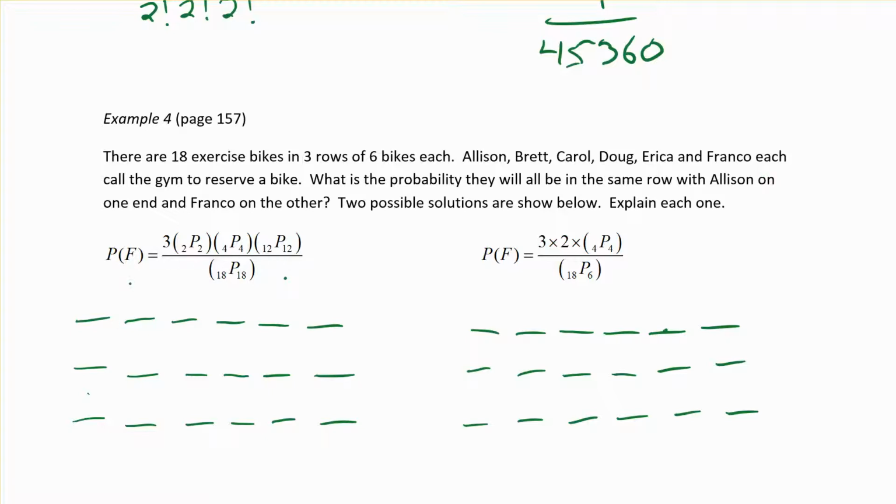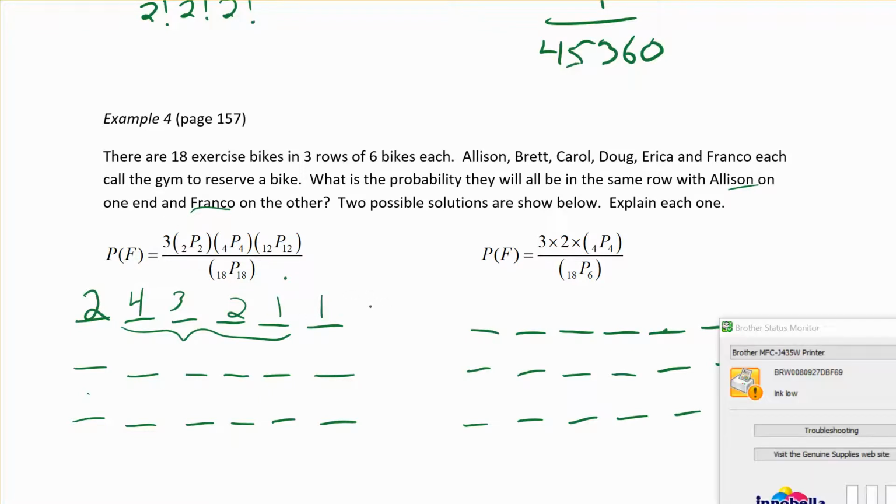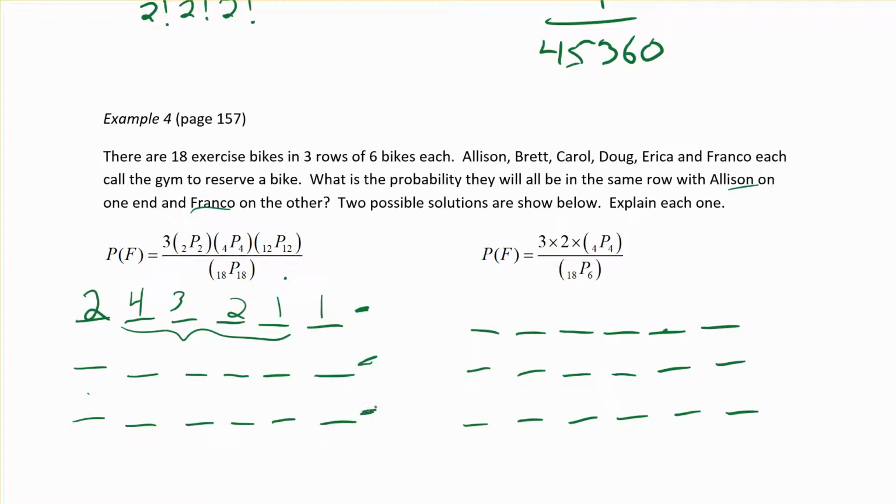So if we look at the end first, there's 2 ways for either Allison or Franco to be here. And then at the other end, there's only one way because we've already chosen it. Then if we look to the inside in this row, there would be 4 ways for one of the other friends to be there, and then 3, and then 2, and then 1. So these people could be in the first row like this, or the second, or the third. So that's where our 3 comes in.